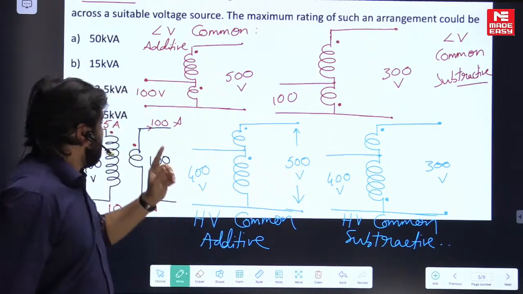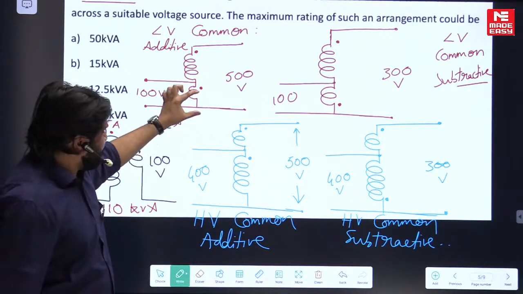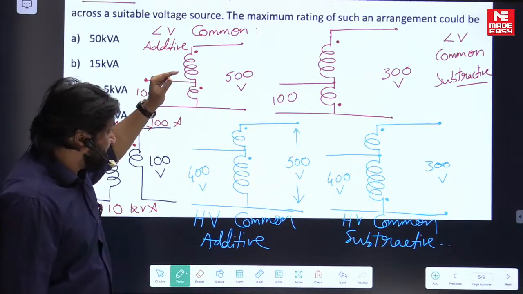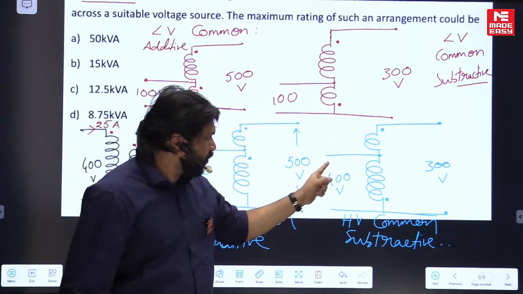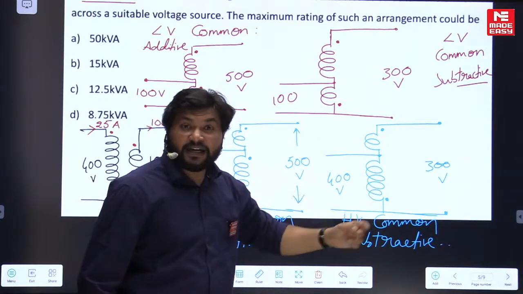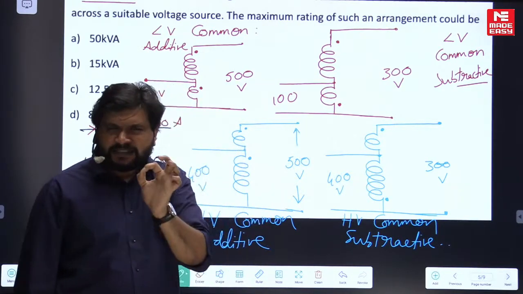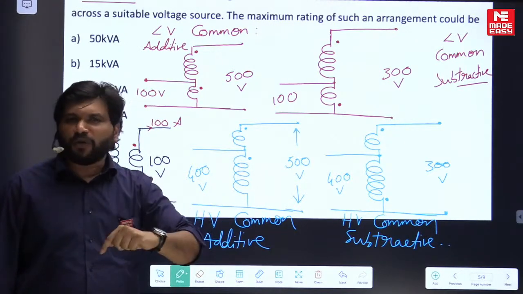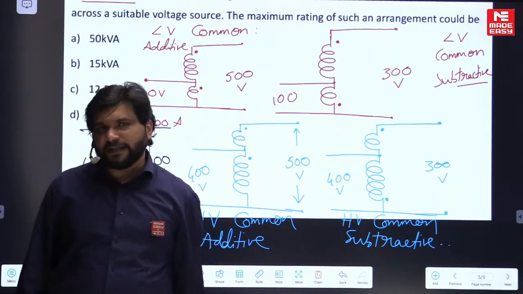That is, if it is step up, in the common winding, current will flow down. If it is step down, in the common winding, current will go up. Same number, same current will flow in the windings, but up and down. That doesn't make any difference in the answers finally.